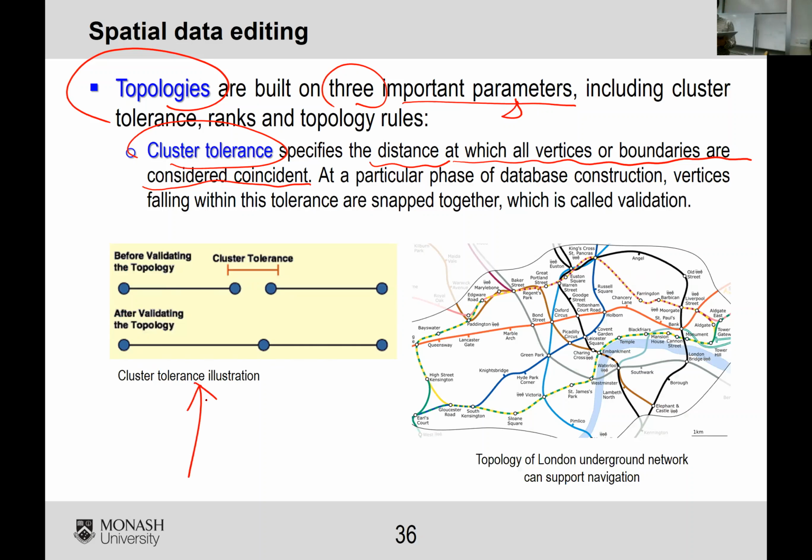Taking this one as an example, if we have 2 edges, and the distance between the vertices of these 2 edges is within the cluster tolerance, now they're considered coincident. Now if we validate the topology, it will basically connect these 2 edges with the same vertex. Okay, so that's how cluster tolerance works.